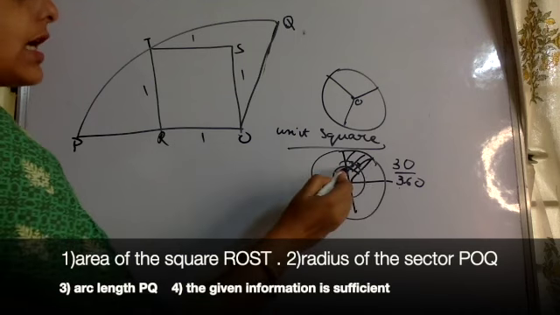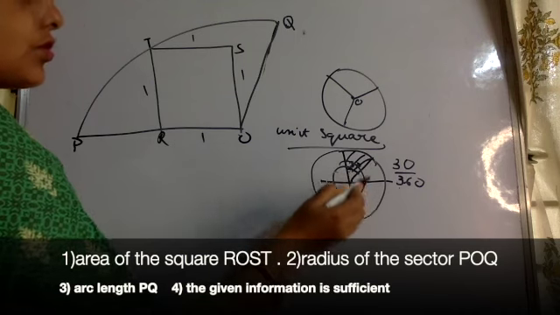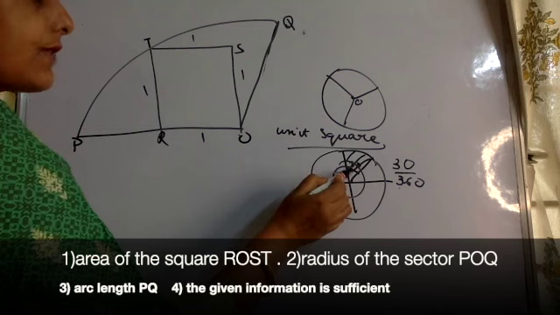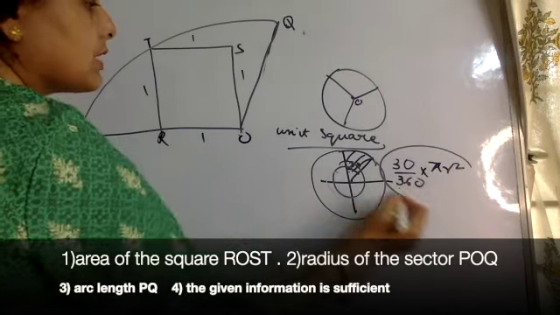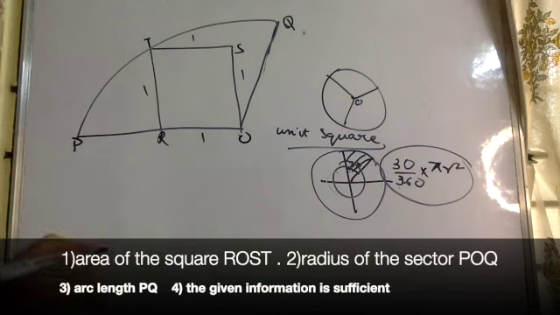Then when we have only 30 degrees, so we want only this fraction of the full area, that means this. So this is how we find the area of a sector.